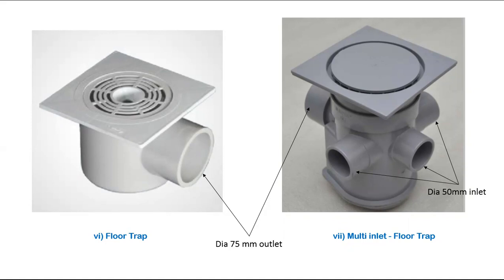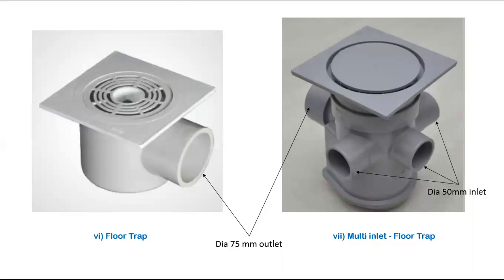Otherwise, what you have to provide is one extended pipe. Below the extended pipe, you have to fix this grating. You fix the grating into the top of the extended pipe, and the bottom of the extended pipe you connect into the multi-inlet floor drop. Then you can connect all the branch pipes into this. So like that also you can do. Both options are there, so based on your requirement or your client requirement you have to provide.